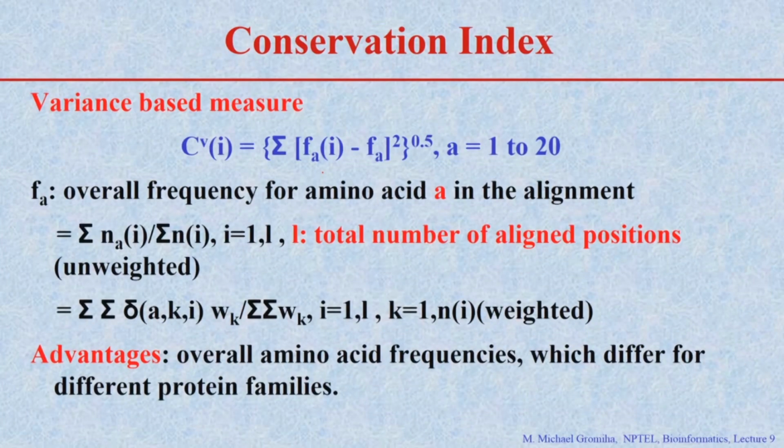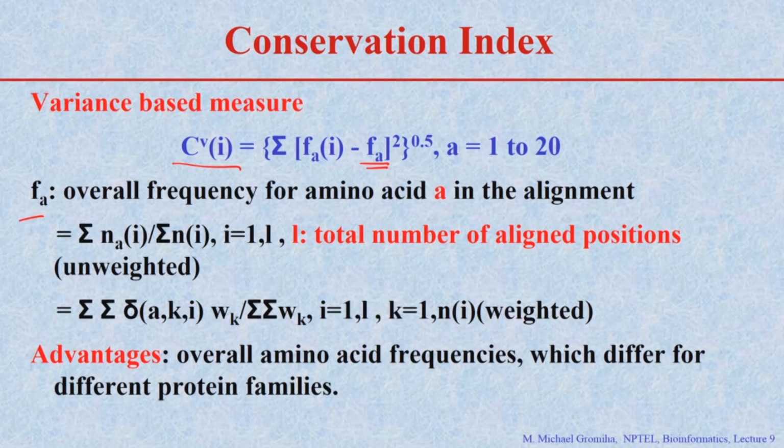Right. Now, the equation is Fe of I, this is the frequency of amino acid A, right, in the alignment, and they take the overall frequency, that is Fa, the overall frequency of this amino acid A in the alignment. Then compare this with any particular position and use this equation, Fe of I minus Fa, take the square and finally sum over all the pairs and then take the square root, then we will get this conservation score. Here the frequency is either weighted or unweighted. If you use unweighted, then you get this equation: N of I divided by the sum of N of I, I equal to 1 to L, where L is the number of aligned positions. This is for unweighted.